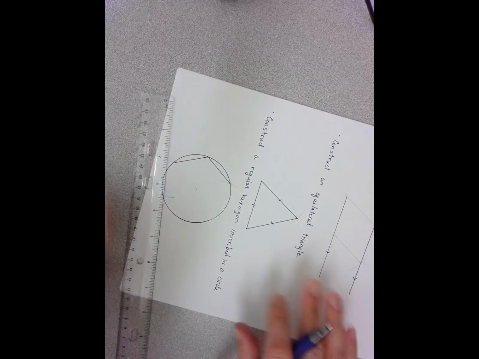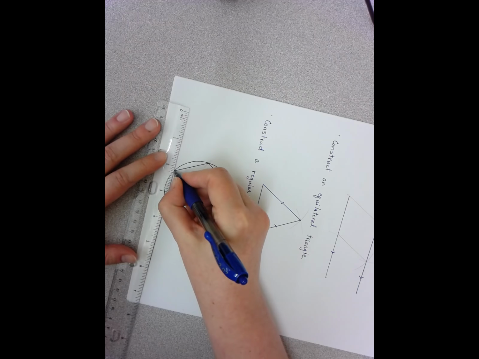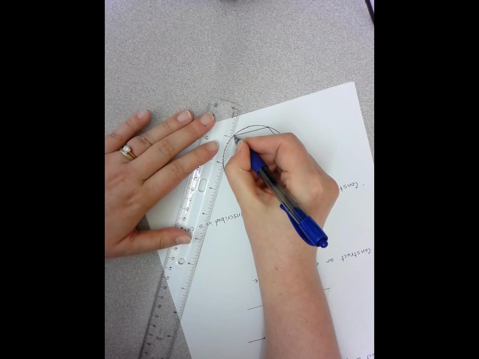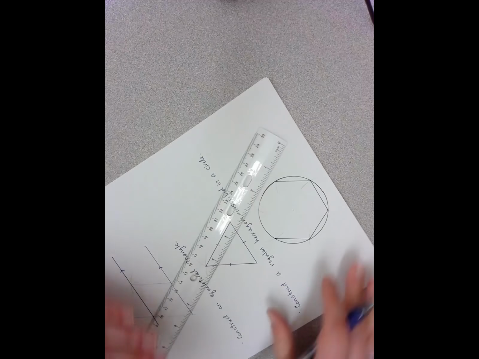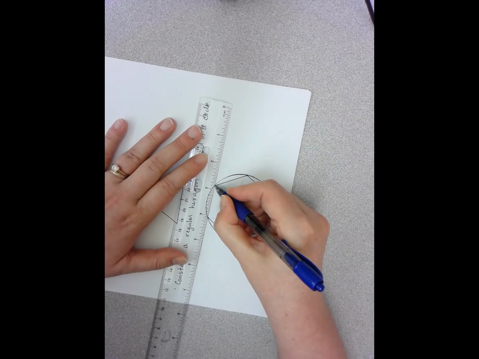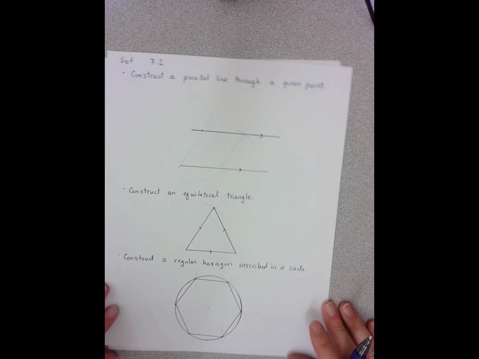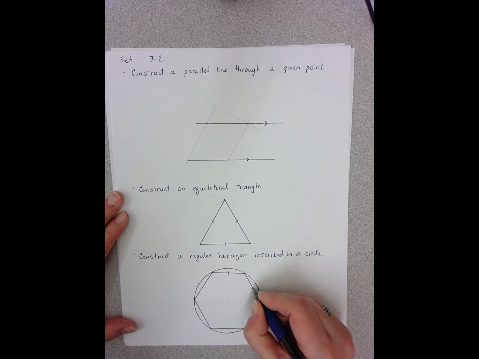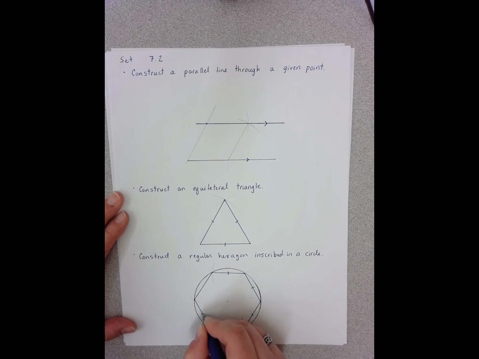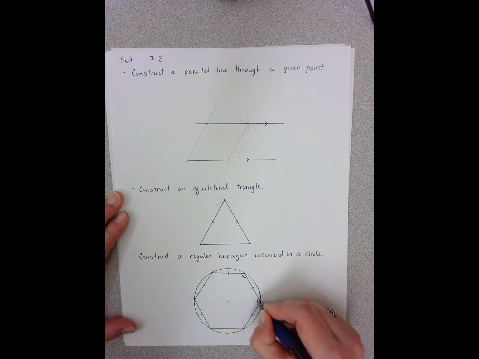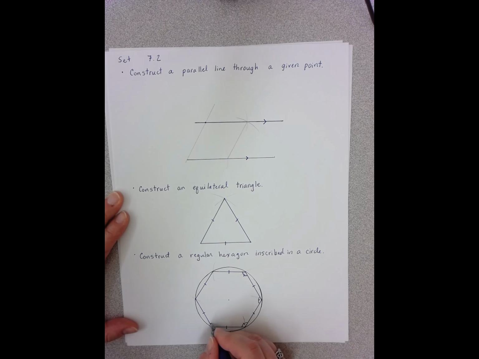I've got one side of my hexagon, two sides of my hexagon, three sides, four sides, five, and six. And then because this was a regular hexagon, I can go back and mark and say, hey, look, all six sides are congruent and all six angles are congruent.